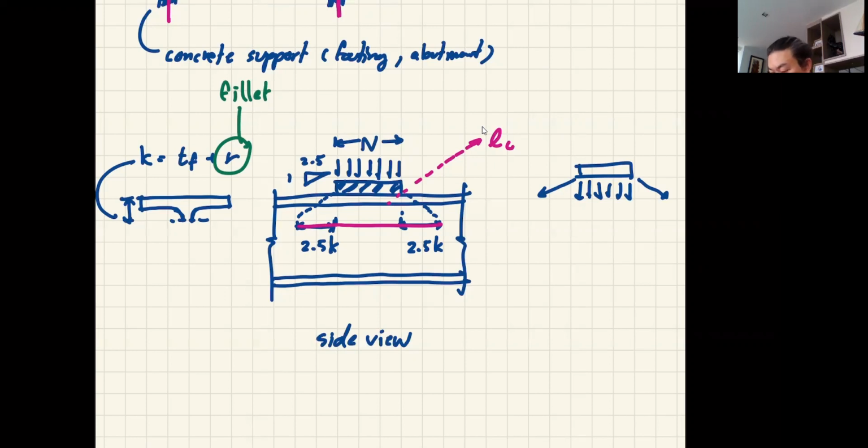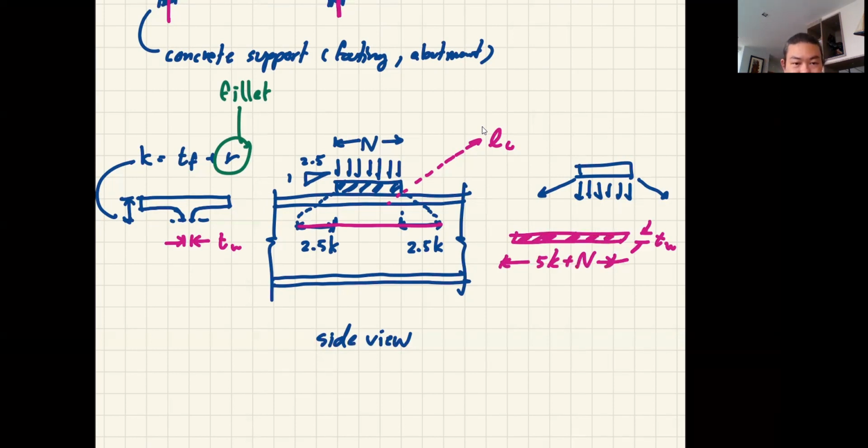Now to make this into the area, we must multiply that by the thickness of the web, right? And therefore the area of the web that may yield simply is 5K plus N. All right, so that becomes the area.